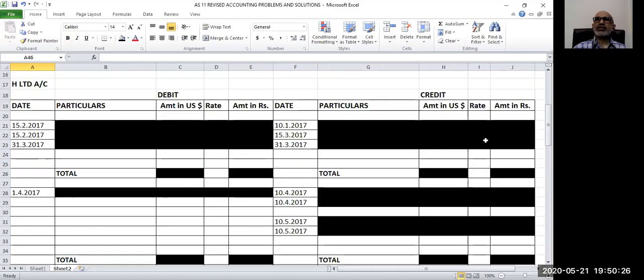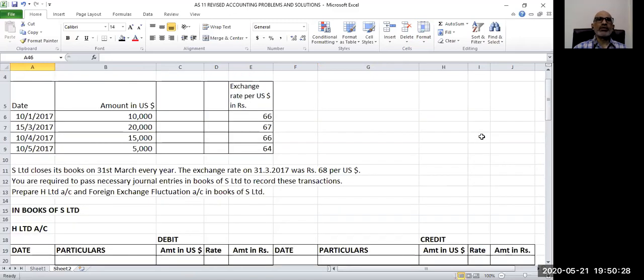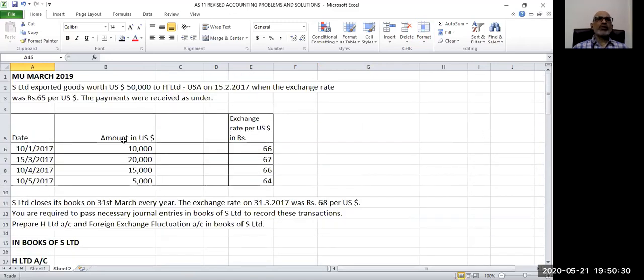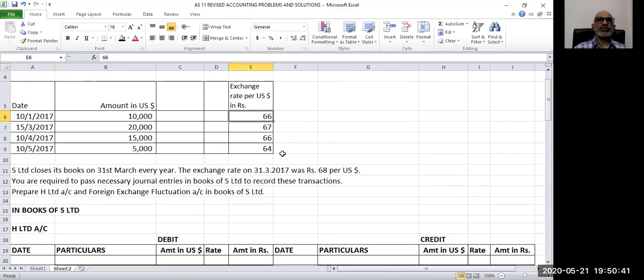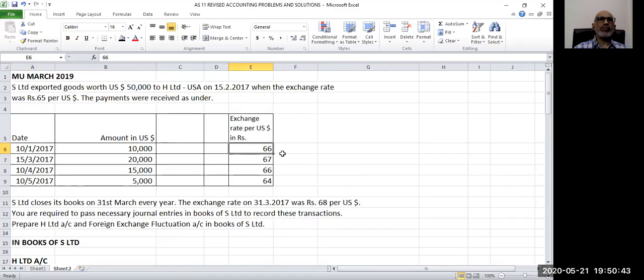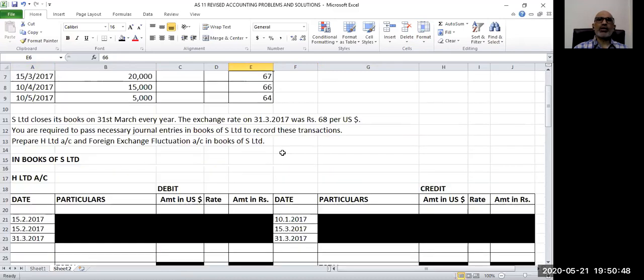Now let us discuss these ledger accounts. As I told you, our first transaction is on 10th Jan. On 10th Jan 2017, $10,000 were received. The exchange rate is 66 rupees per dollar. So our entry will be bank account debit to H Limited account towards the total amount received.